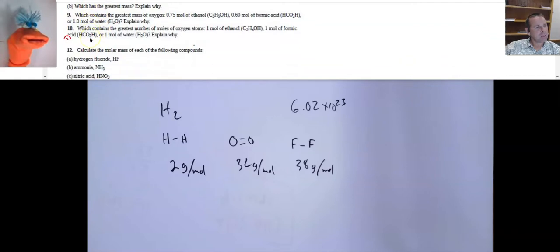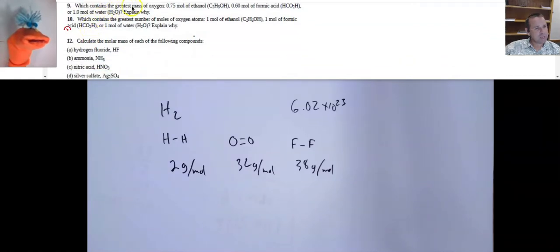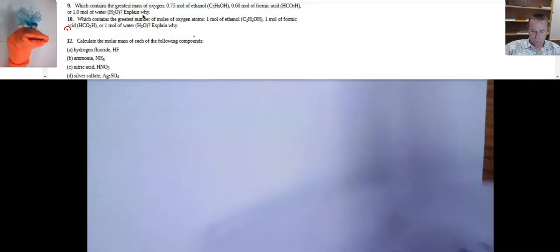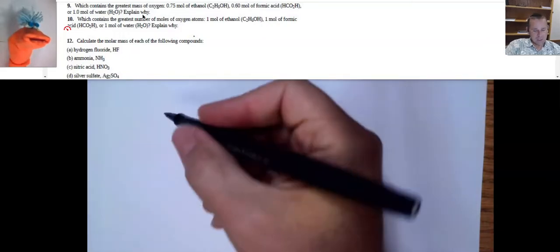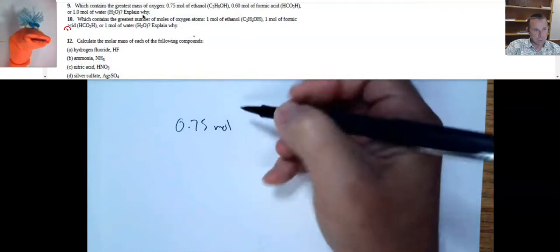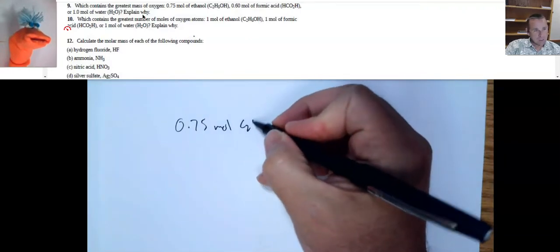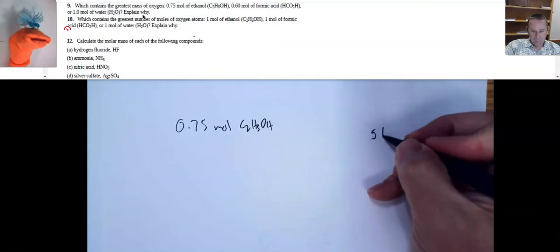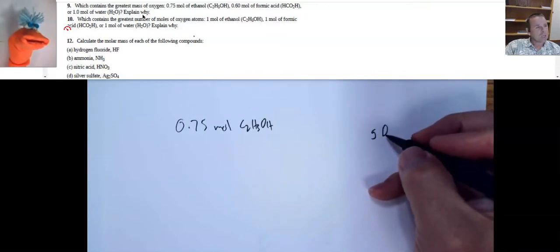All right, number 9. Which contains the greatest mass of oxygen? That many moles of ethanol, or that many moles of formic acid, or 1 mole of water, and explain why. Okay, so we're looking for which has the greatest mass. If I have 0.75 moles of C2H5OH, I can determine how many grams of oxygen.